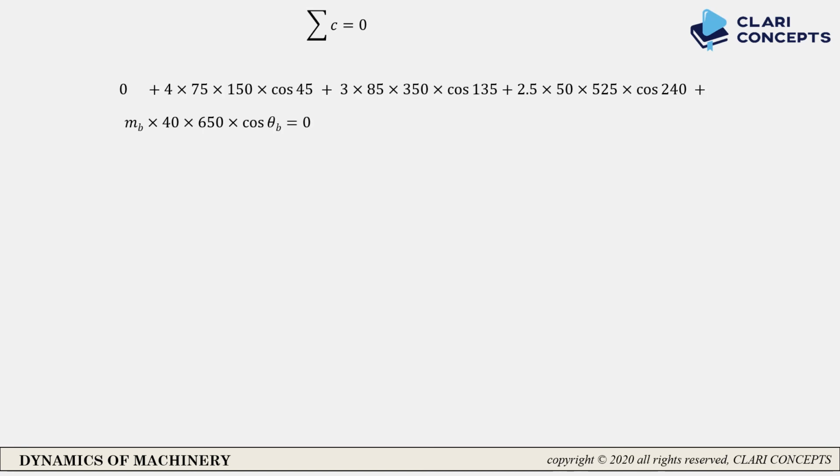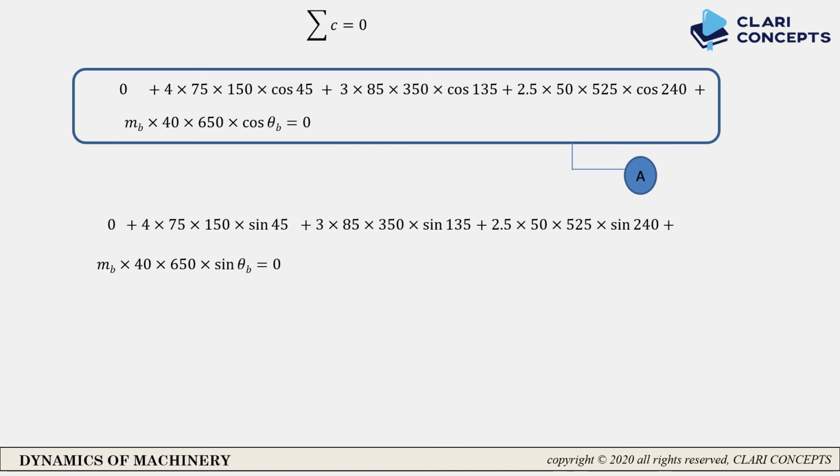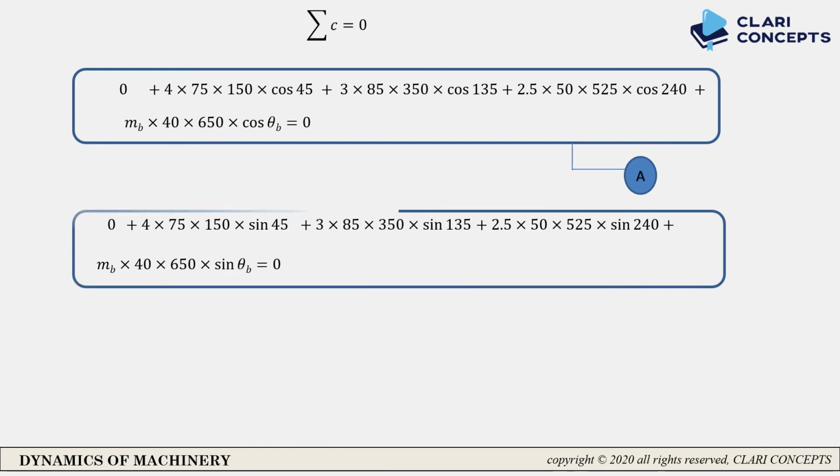Whenever you solve for the couple, make sure this condition applies: the summation of couples is equal to 0. But here we have two components, one in terms of cos theta and another in terms of sin theta. So first I write up all the cos theta terms. Here mb and theta b are unknown, and I name this equation A. Now write up all the sin theta terms, where mb and theta b are also unknown, and name this equation B.